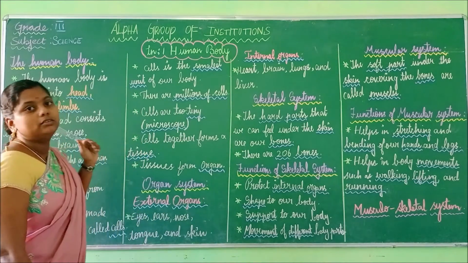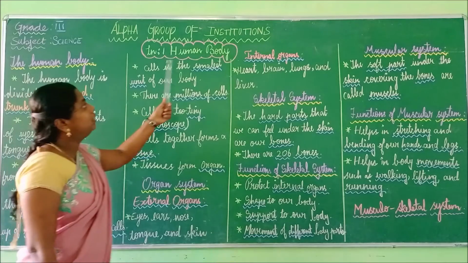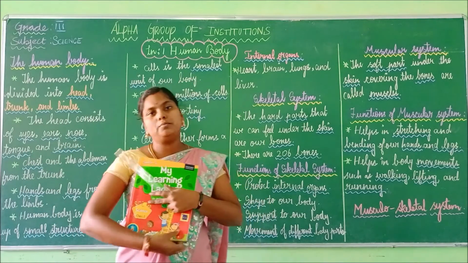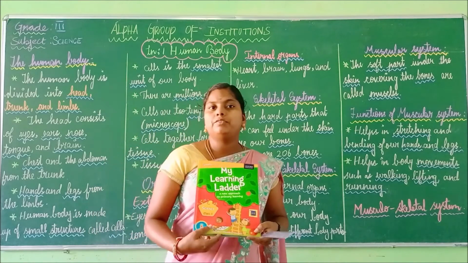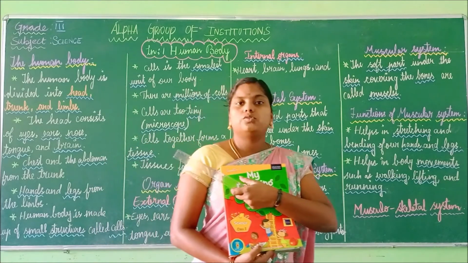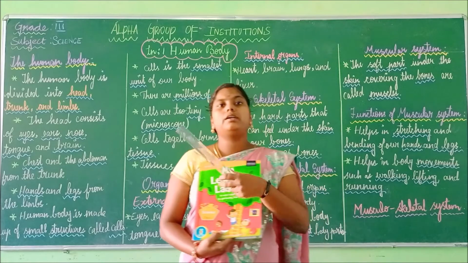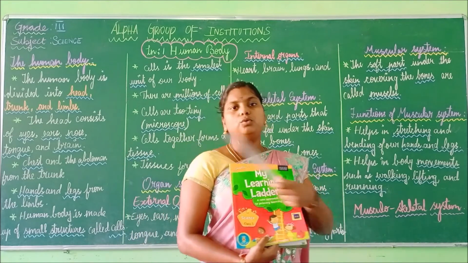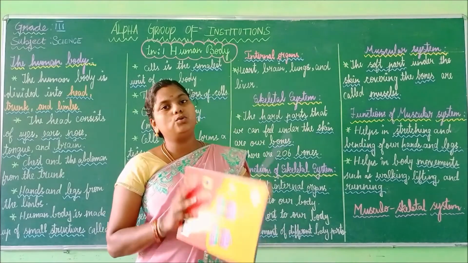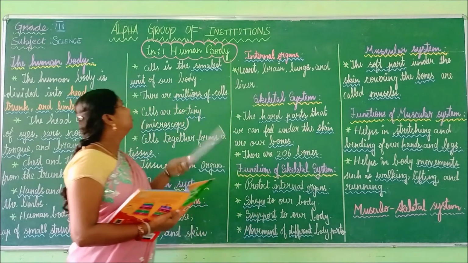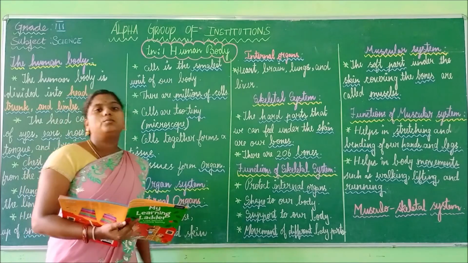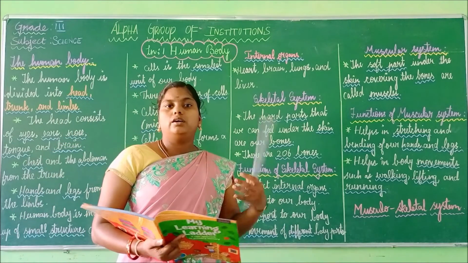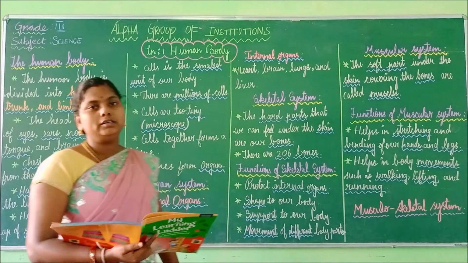We are going to start lesson number 1, the human body. Last class we learned from the semester 1 book. We finished all the lessons in that book, and now we have come to the next one, the semester 2 book, and we are going to start the new lesson. The lesson name is lesson 1, human body. Here we are going to learn about the human body and the organs and functions of the human body.